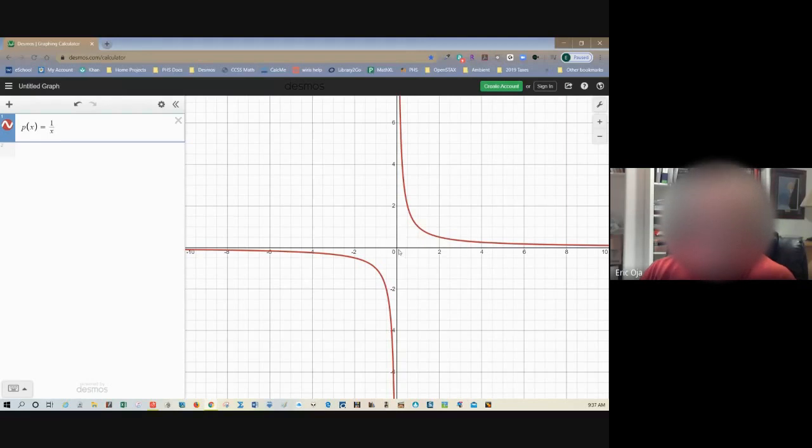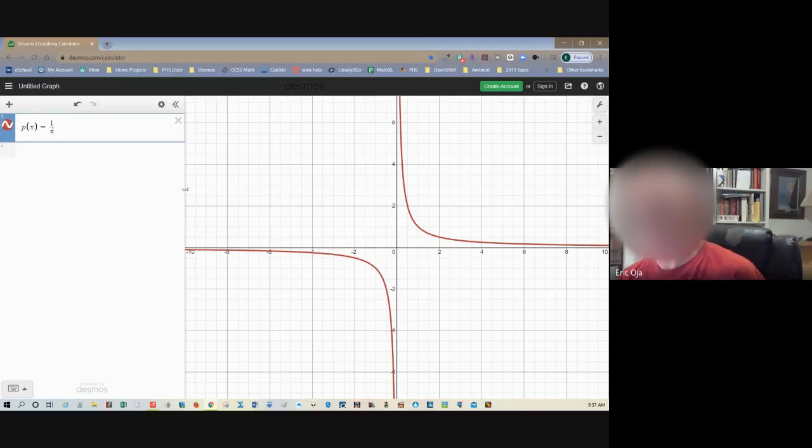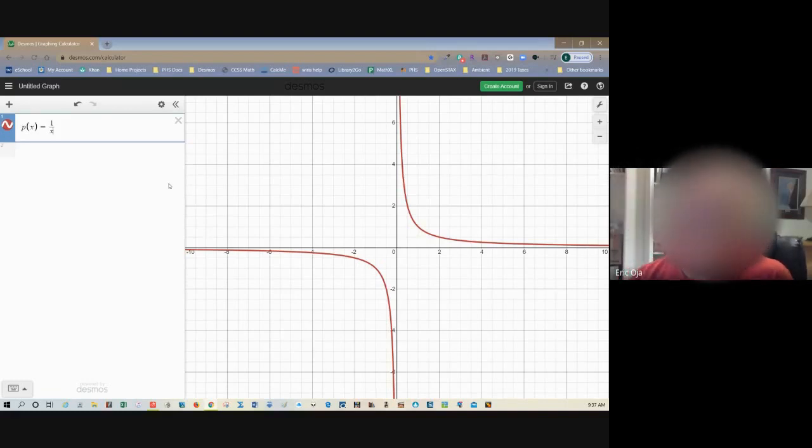Okay, and you'll notice it has this rotational symmetry about the origin. So if you rotate this 180 degrees, it lines up perfectly. All right. So this will be kind of a little Desmos tutorial as well here.